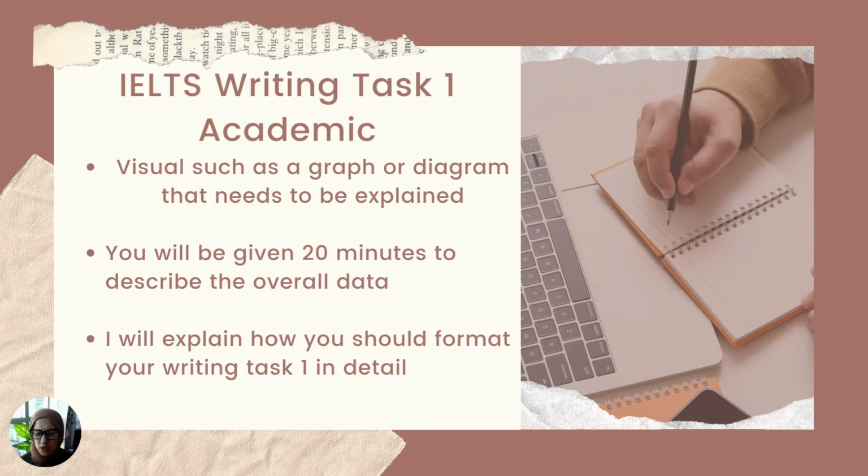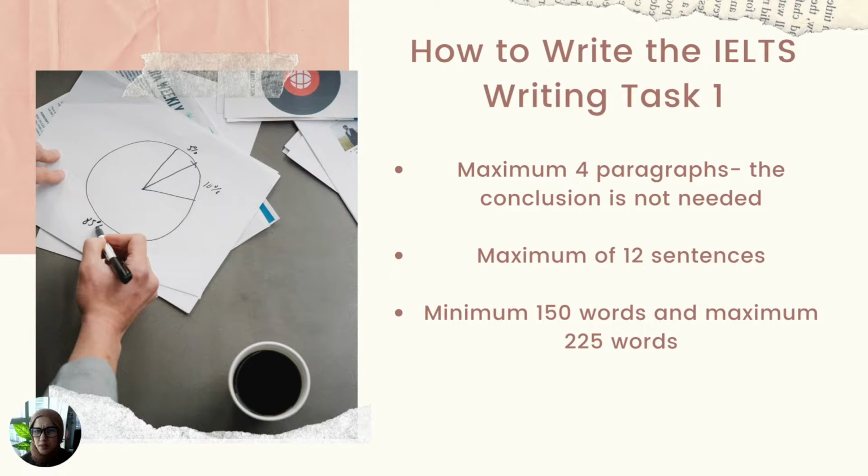I will provide you with lots of detail of how you should format your IELTS Writing Task 1 answer, as well as what you should include in each paragraph. Here are some tips of how you should write your IELTS Writing Task 1 answer. You should include a maximum of 4 paragraphs, and none of these paragraphs should include a conclusion. You should have a maximum of 12 sentences, and a minimum of 150 words is required.